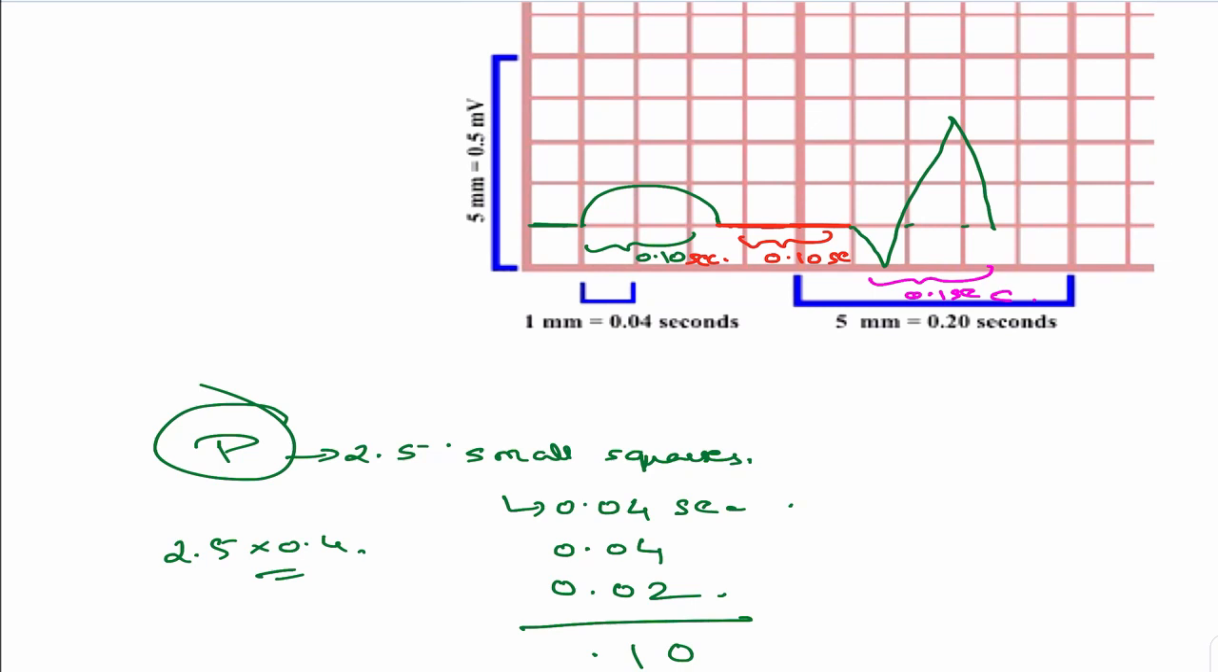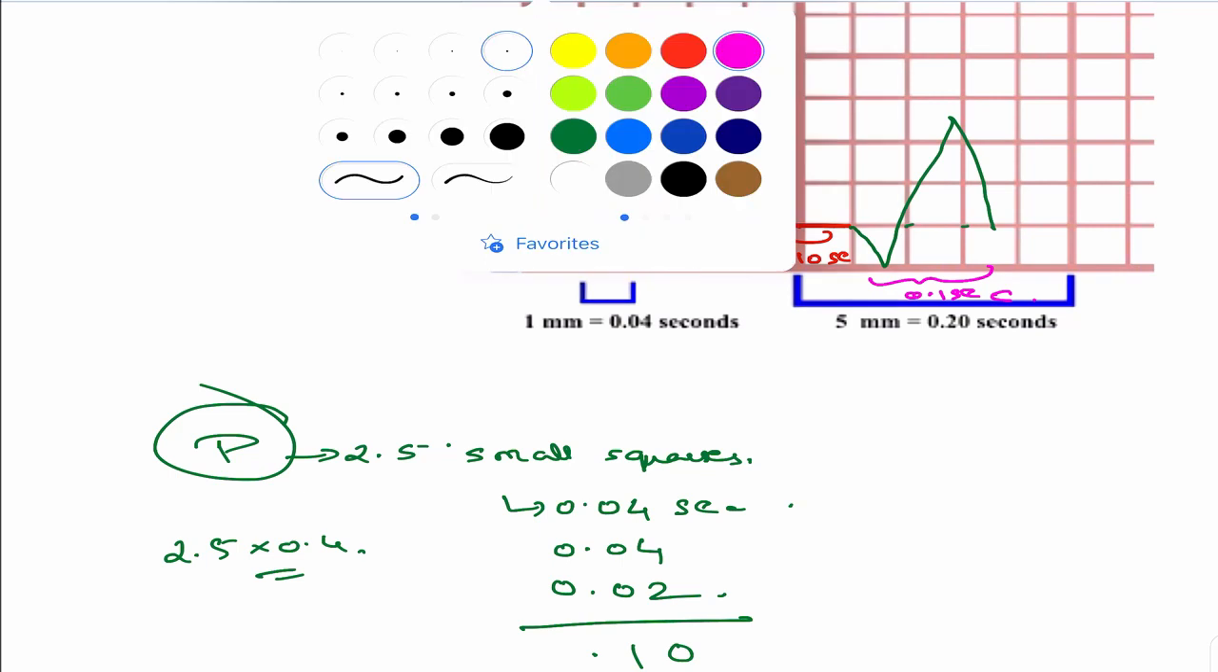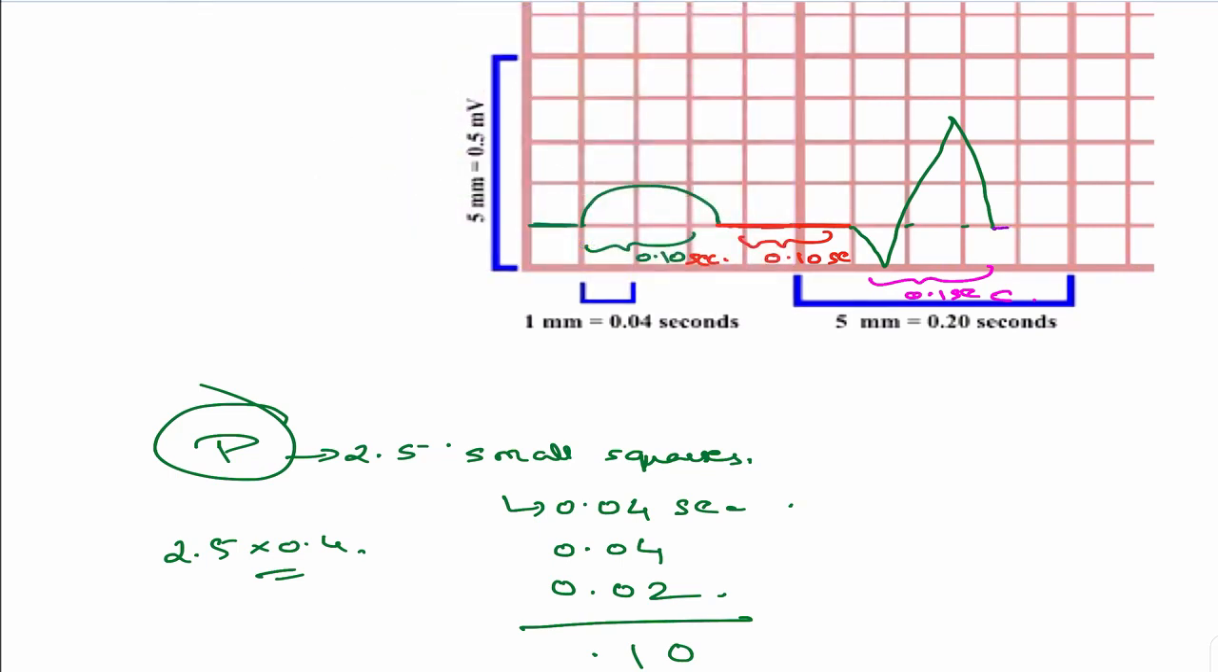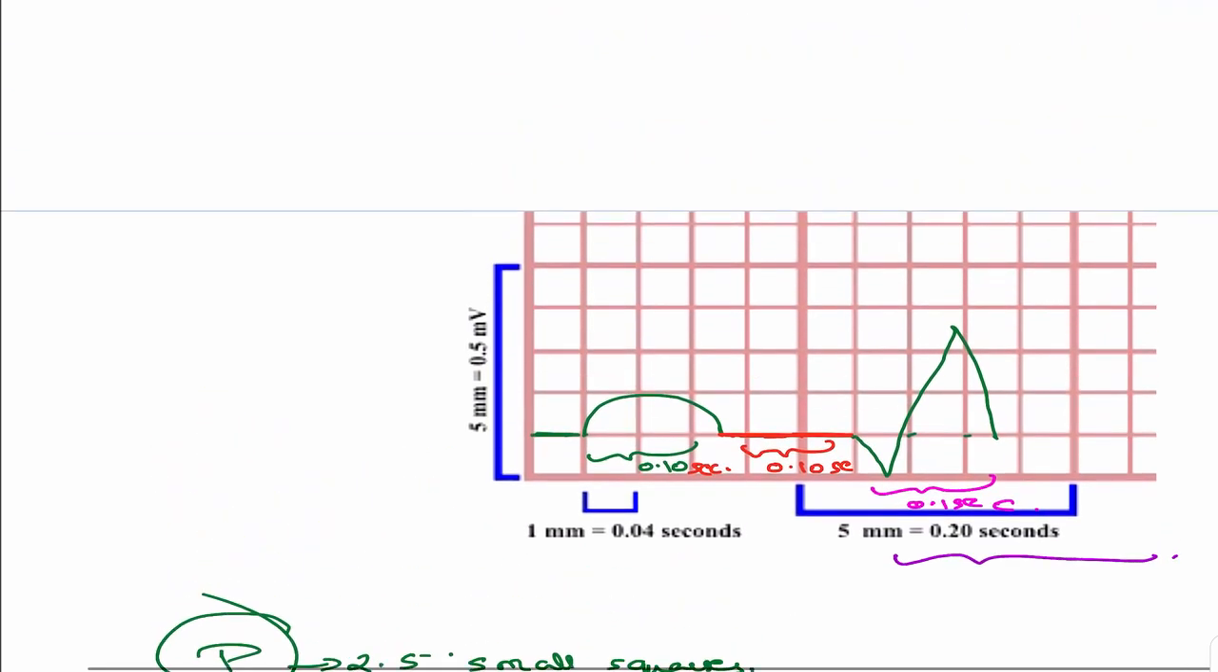Okay, 0.1 seconds. QRS complex is again 0.1 seconds. Then what you have to know next is about the QT interval. QT interval is starting from the QRS complex, from here till the end of Q, okay, till the end of T. So I have to draw this on another sheet, otherwise this won't be enough for me. So I'll just draw the QT interval.